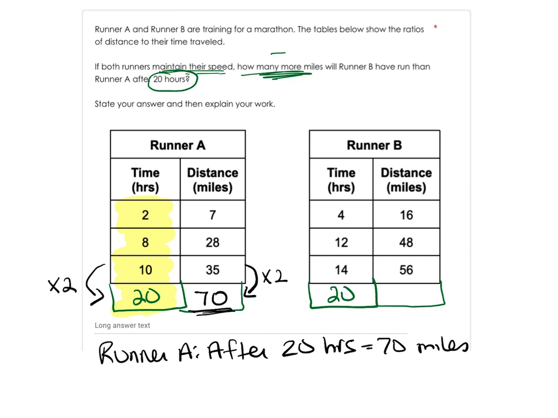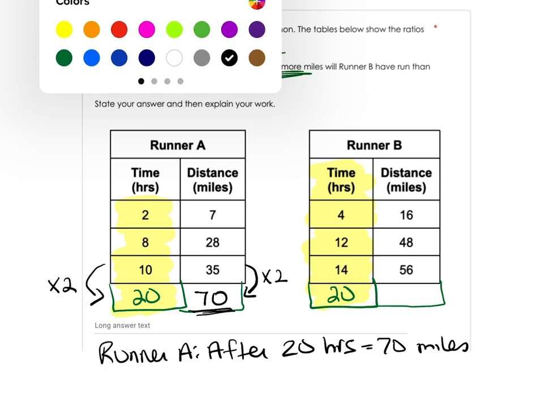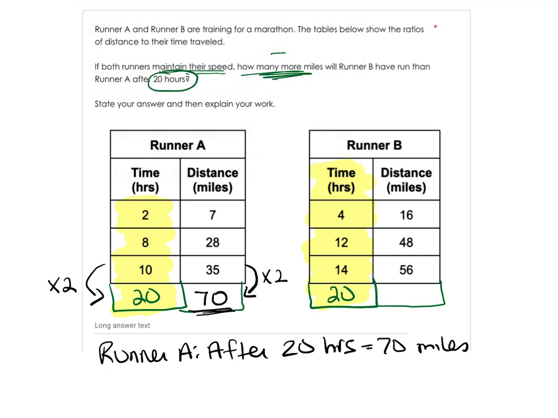So looking at runner B's independent variable column, I'm trying to see what number can get me to 20, right? So 12 times no whole number will give me 20. 14 times no whole number will give me 20. So I'm going to go all the way from the 4 to the 20. So to get from 4 to 20, I do times 5.